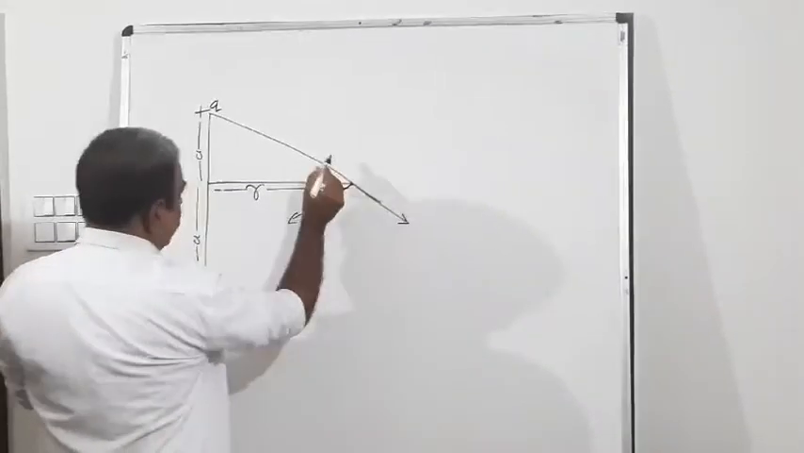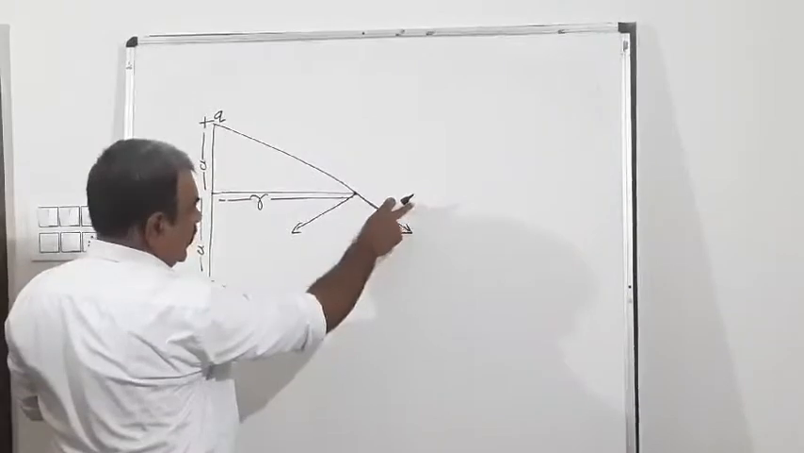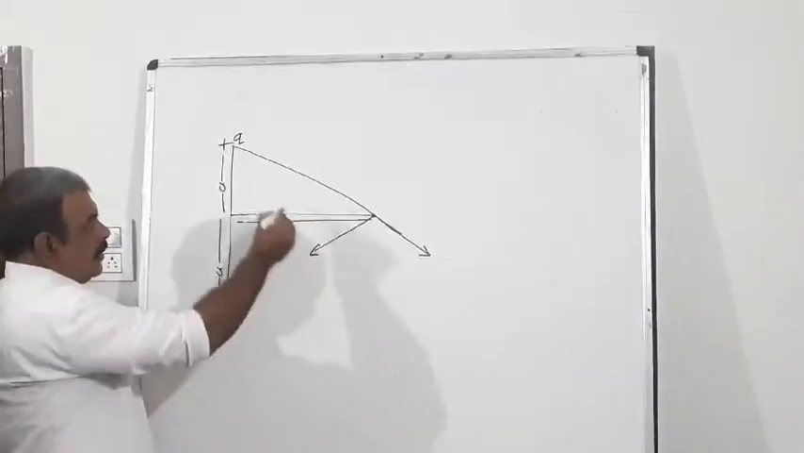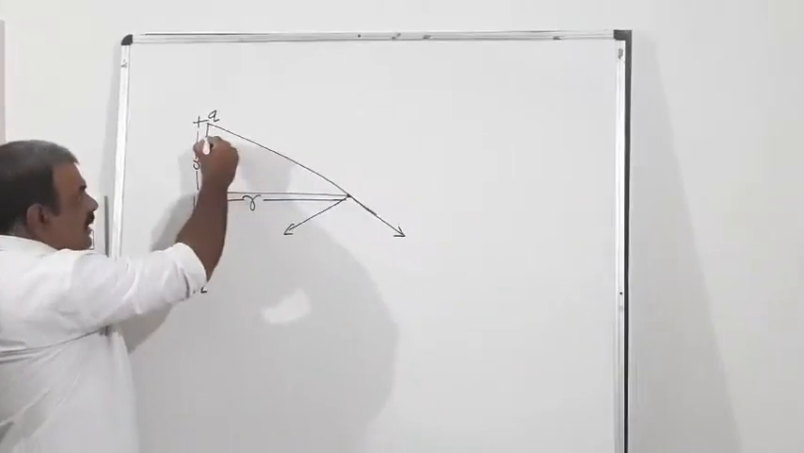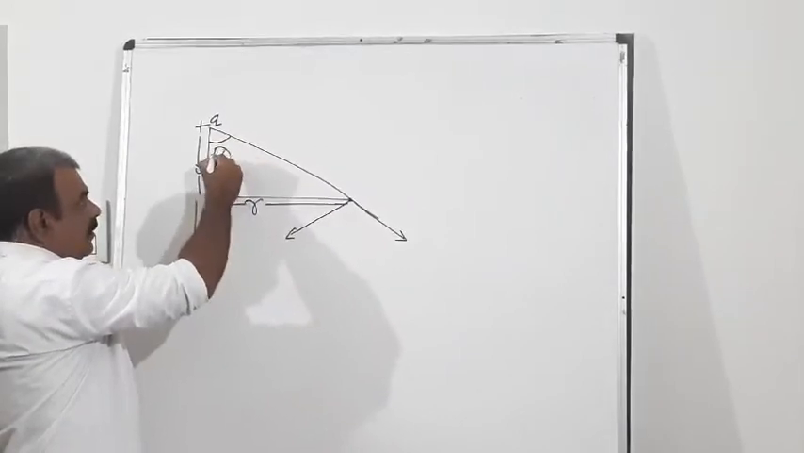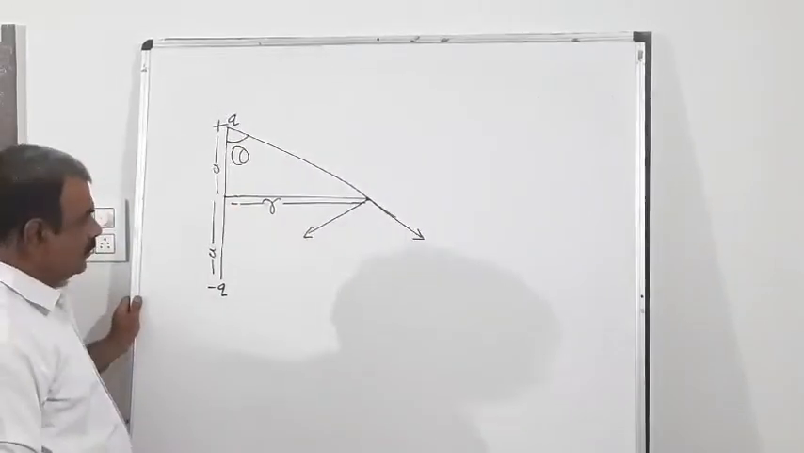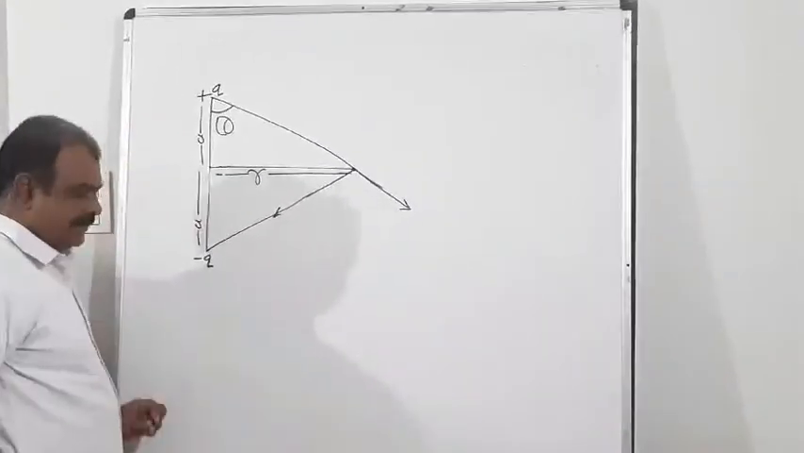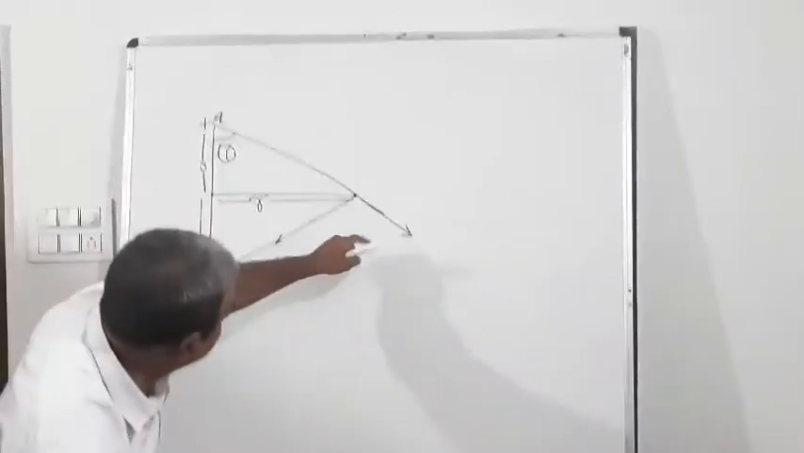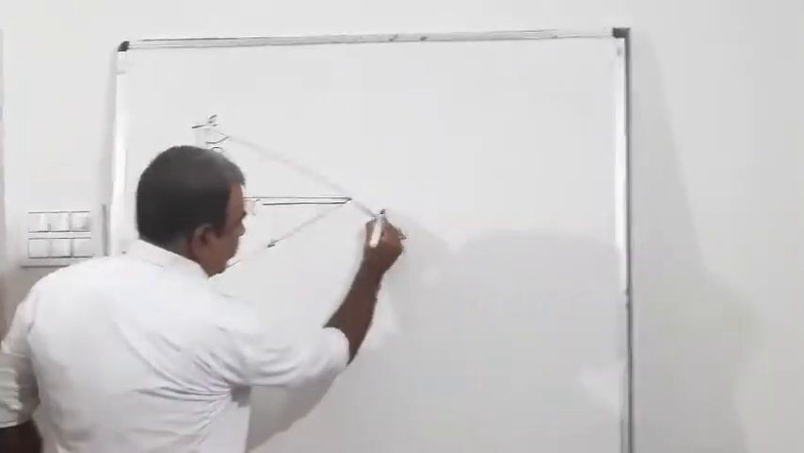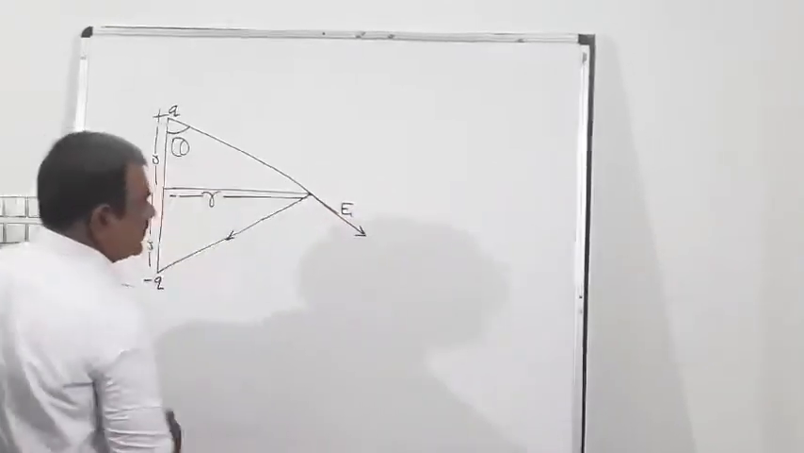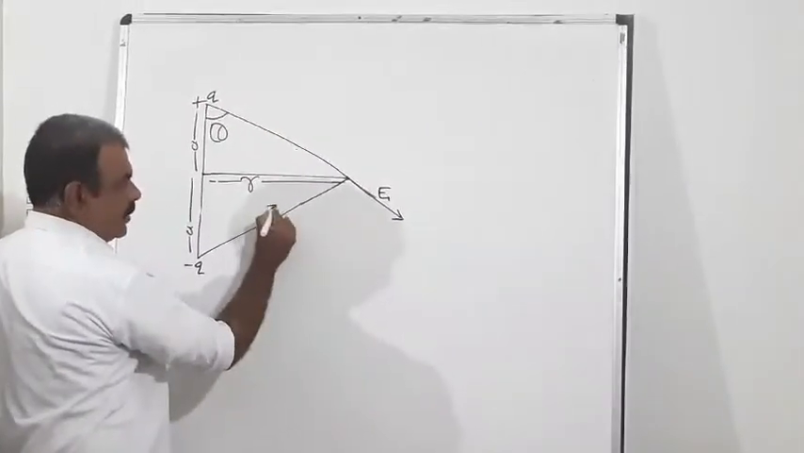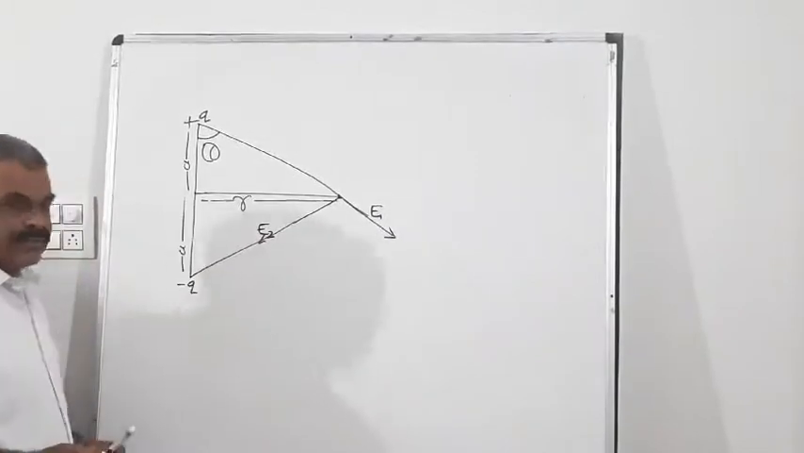The electrical field intensity vector at this point, due to the plus Q charge as well as due to the minus Q charge. Let this line make an angle theta with the axis of the dipole. I'll extend this angle theta. Now this electrical field vector, let's say E1, is the electrical field vector at this point due to the plus Q charge, and E2 is the electrical field vector due to the minus Q charge.